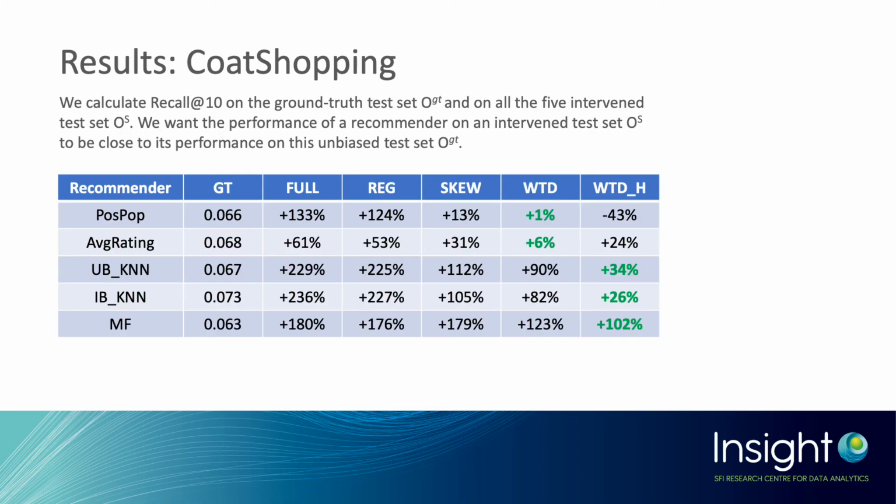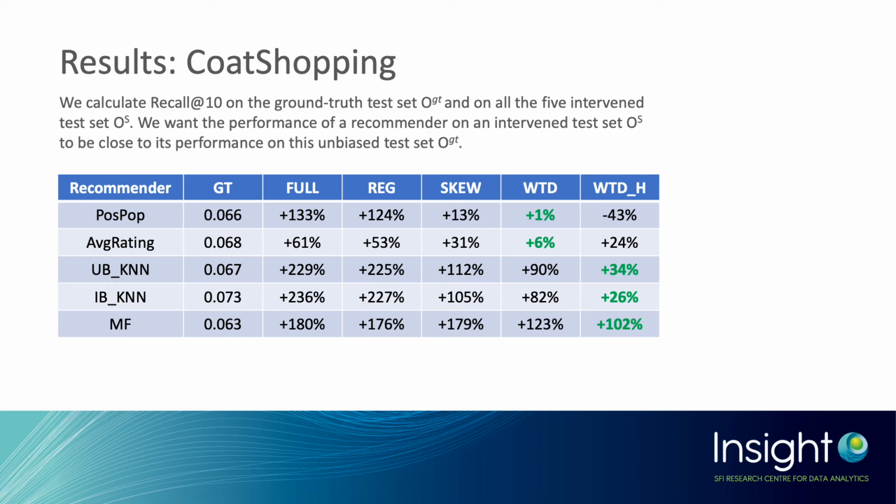For each recommender, we calculate recall at 10 on the ground truth test set OGT. We also calculate recall at 10 on the 5 intervening test sets. We report the percentage difference of performances on the intervening test sets with respect to this OGT. In general, we want the performance of a recommender on an intervening test set to be close to its performance on this unbiased test set OGT.